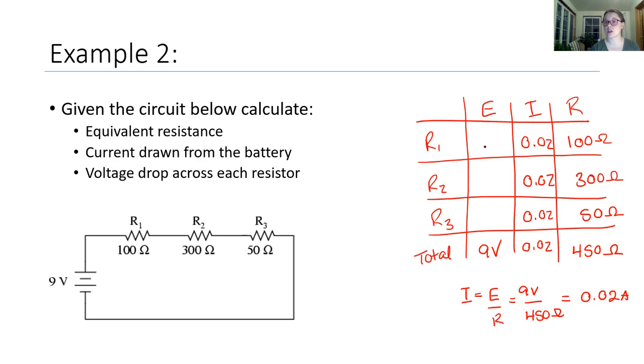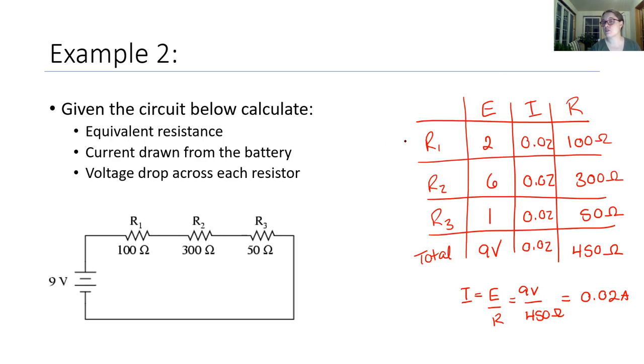So 0.02 times 100 is going to leave us with 2. 0.02 times 300 leaves us with 6. 0.02 times 50 leaves us with 1 volt. 2 plus 6 plus 1 leaves us with 9. So we have a double check there. That is the correct value.